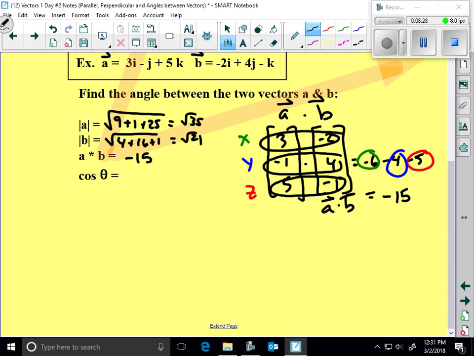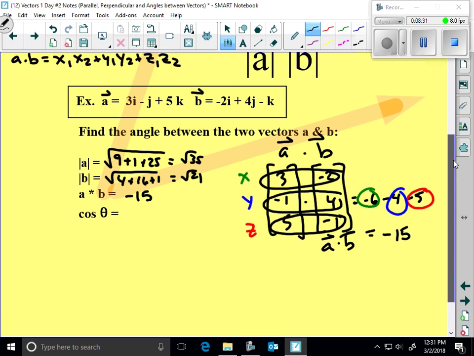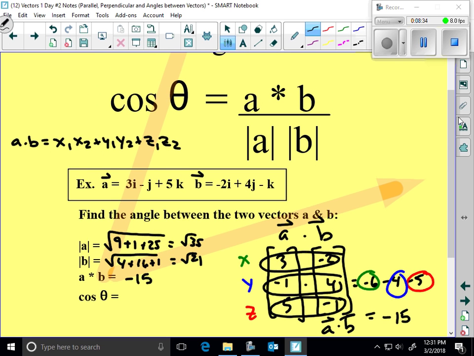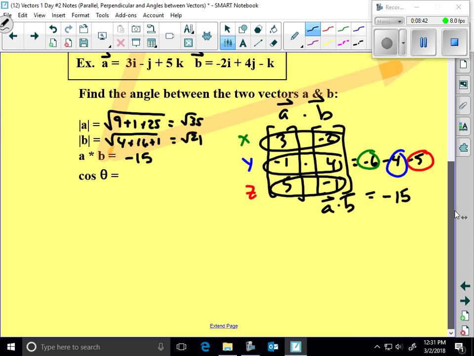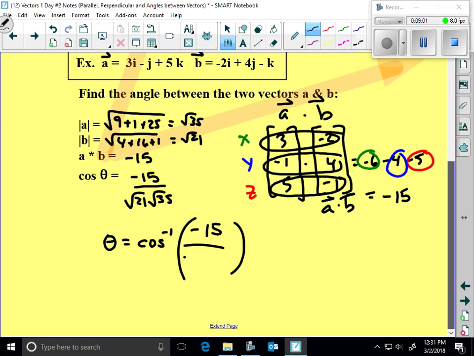So the cosine of theta, let's go back up for a moment. I took my formula and I divided by the magnitudes of A and B. So cosine of theta, the angle between the vectors, is going to be A dot B over magnitude of A times magnitude of B. So that's negative 15 over square root 21, square root 35. And of course, we could go a step further. We're not going to do it right now, but I could find the angle between the vectors. I don't have my calculator with me right now, so I'm not doing that.